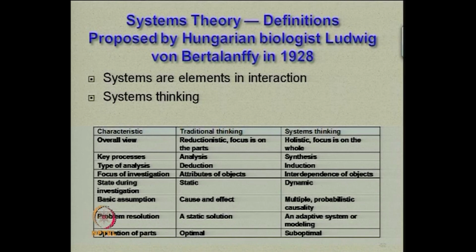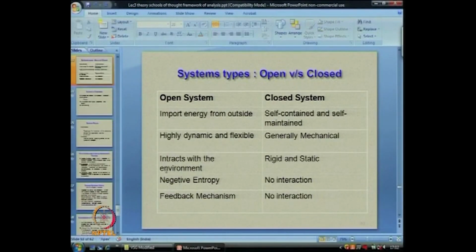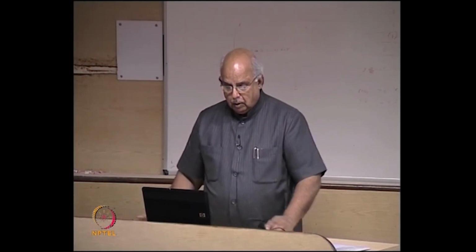Therefore, systems are elements in interaction. Systems thinking has two heads: open systems and closed systems. Open systems talks of import of energy from outside. Highly dynamic and flexible systems interact with the environment. It talks of negative entropy and feedback mechanism. Closed system talks of self-contained and self-maintained general systems. Mechanical systems, rigid and static systems, and there is no interaction with negative entropy, with a feedback mechanism, again, there are no interactions there.